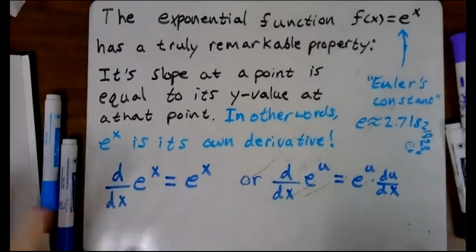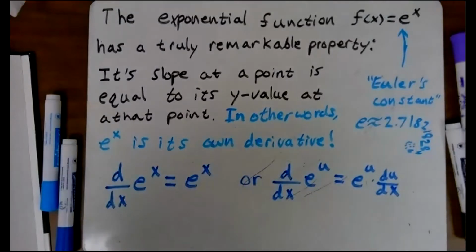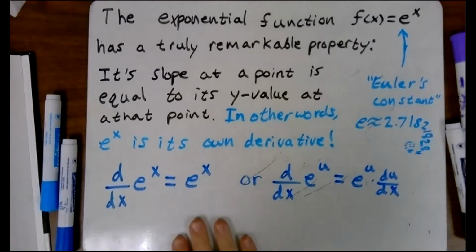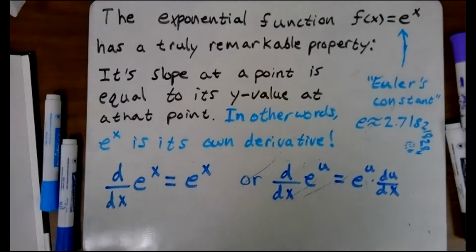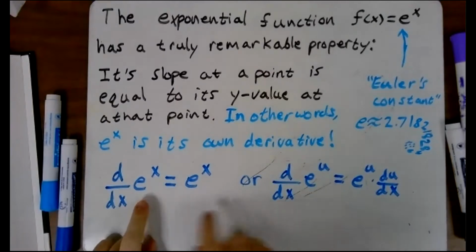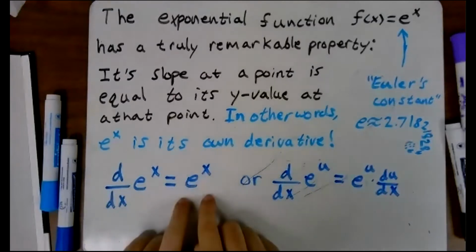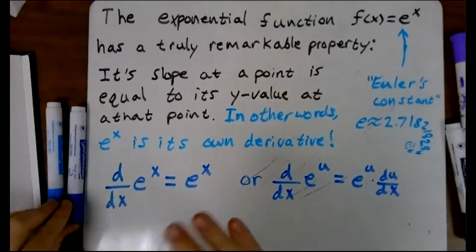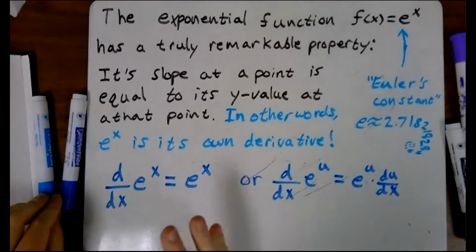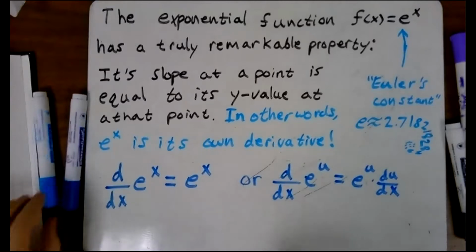Now this is just awesome beyond words, and because of this property, e to the x is really important in a lot of different calculus applications. Now we've talked about e to the x before in pre-calculus, but I didn't really talk about what makes e so special, why we care about e. And this is why. Because it is its own derivative. And that gives it very powerful applications in the field of differential equations, which are equations that themselves involve derivatives.